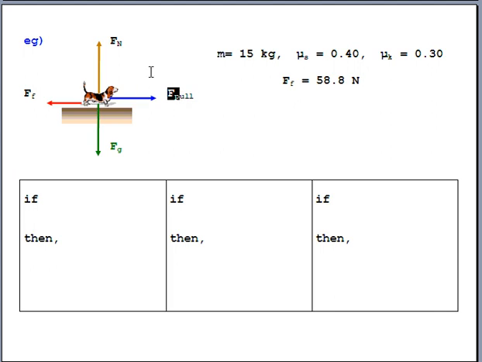The dog's humanely harnessed, so it'll be fine. And the dog's basically ready to play this tug-of-war game with you, right? The equation is kicking out this value, 58.8. Okay, well, so what? What does that mean?